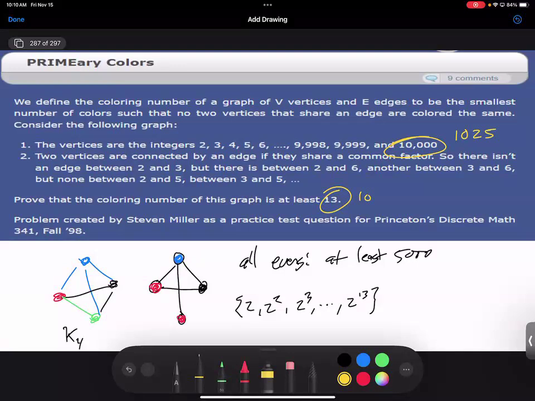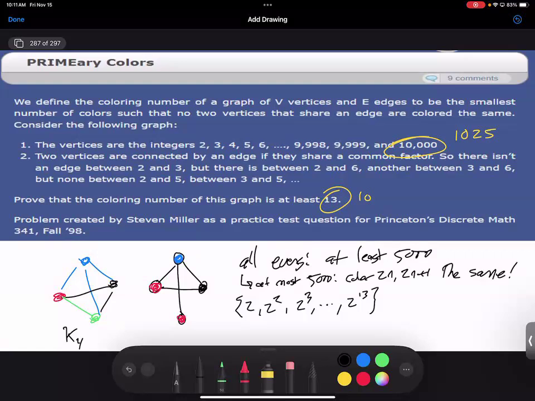If I use all the evens, it's at least 5,000. And in fact, it's at most 5,000. Color 2n and 2n plus 1 the same. So no adjacent even and odd number share a factor once you're beyond 1. So 6 and 7 don't share a factor. 8 and 9 don't share a factor. So whatever color you color an even number, color the odd number next to it the same color. So you only need 5,000.